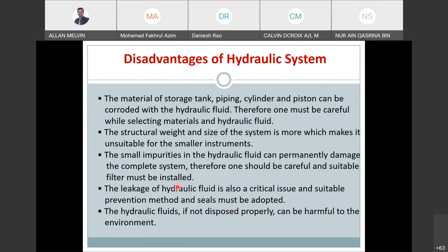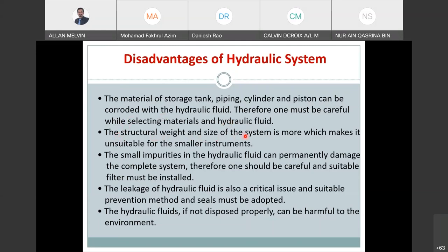Okay, so disadvantages of the hydraulic system. The material of storage tank, piping, cylinder and piston can be corroded with hydraulic fluid. Corrosion can happen because of the water, when water suddenly enters the system. Therefore, one must be careful when selecting materials and hydraulic fluid. Always suggest to use the best hydraulic fluid. It's okay if you spend a little bit more, but it can last longer.